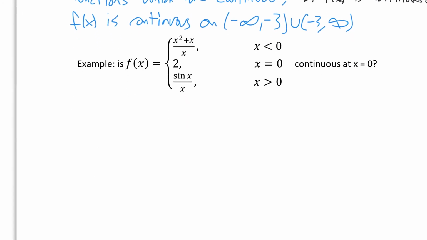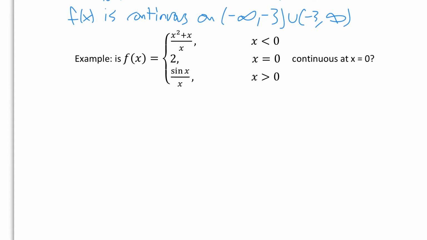Let's go ahead and do another example here. So here we have f of x equal to (x squared plus x) over x, or sine x over x, when x is less than 0, greater than 0, or equal to 0. Is this continuous at x equals 0?